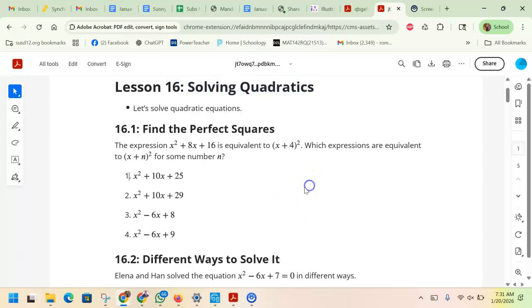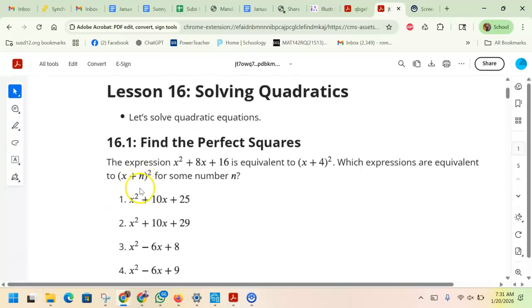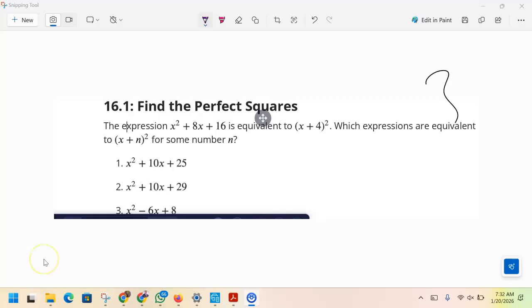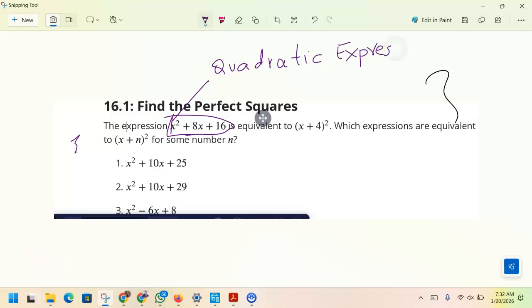In 16.1, you can see find the perfect squares. One example is already given to you. Let me make it bigger. Okay, so the expression here, this is x squared. This is called a quadratic expression. I just want you to understand that piece. There is no equal sign. If there was an equal sign, you may say quadratic function or quadratic equation. This is just an expression.